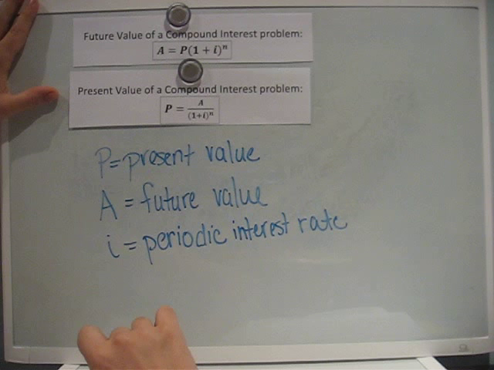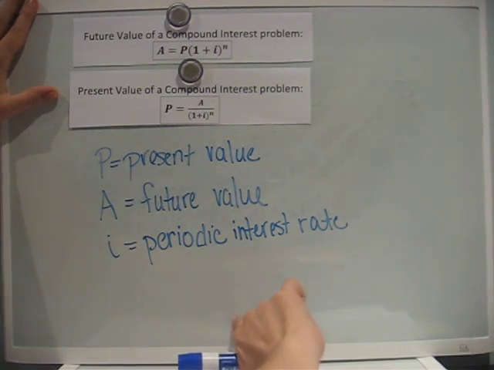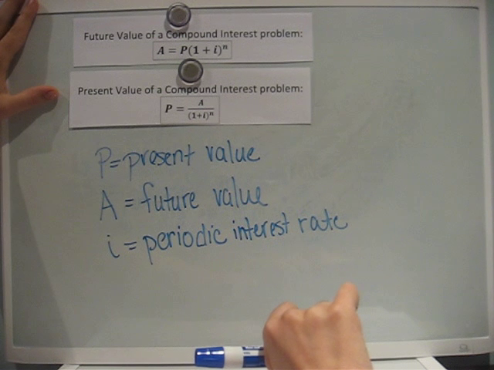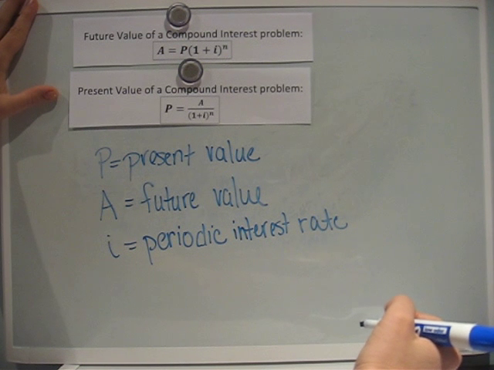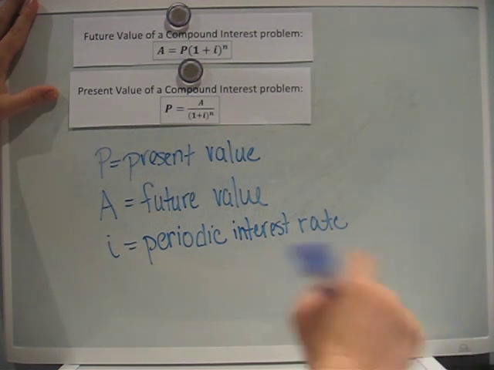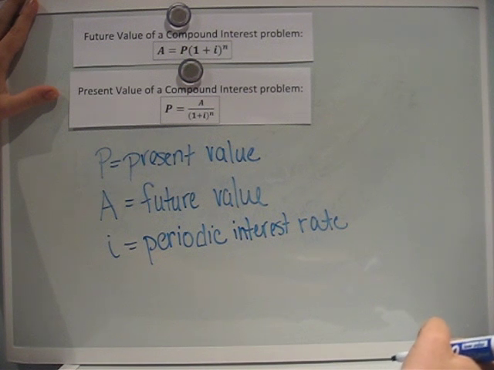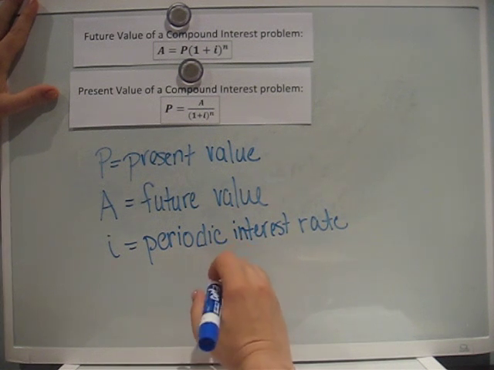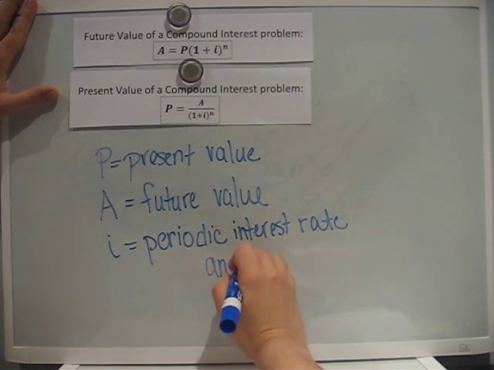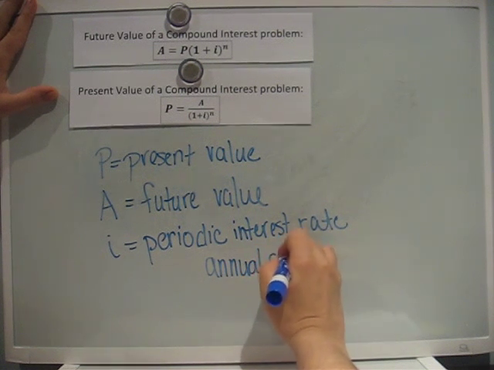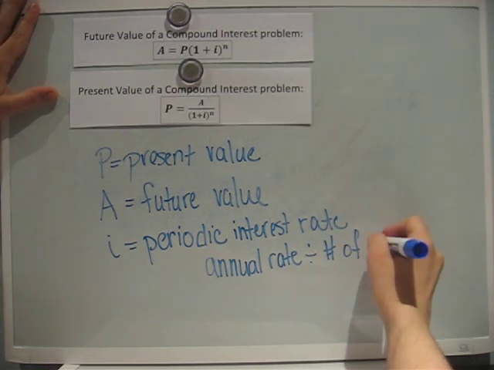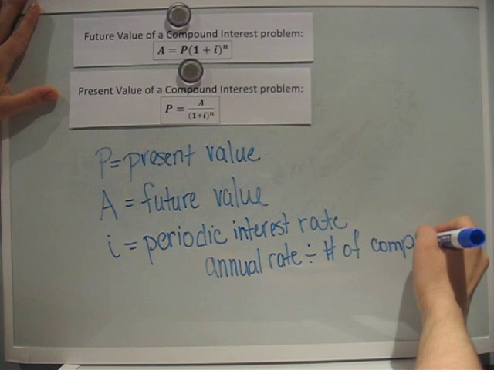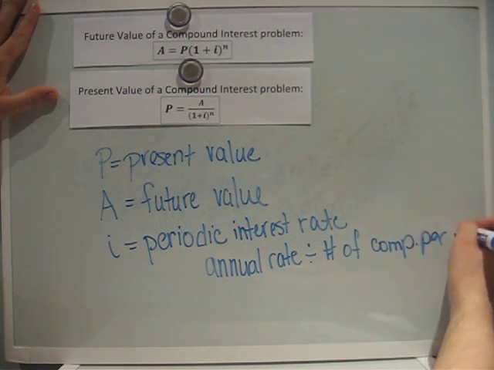We want the periodic interest rate. So i would be how much interest is added every compounding period. If the question had semi-annual compounding, that would mean there would be 2 compoundings a year. So if I'm looking for i, it would be the annual rate divided by 2 compoundings a year. So really, to find your i, you're going to take the annual rate and divide by the number of compoundings per year.